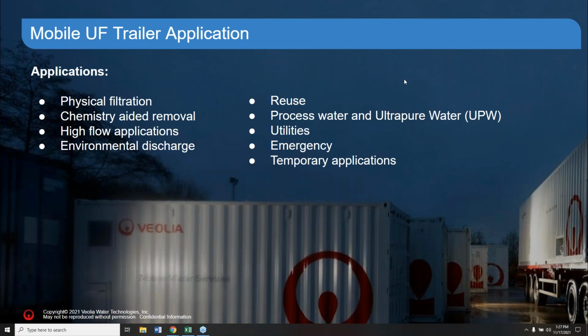Next slide. Yeah, applications. There are many applications for this solution. It could be the simple physical filtration applications that Tim had just mentioned, turbidity removal and improving SDI prior to an RO. It can also be the more complex ones where you need chemistry-aided removal, such as organic matter removal and heavy metals removal when combined with the proper chemistry, such as oxidation, coagulation, softening, and the likes of that. It is also a cost-effective choice in cases where you have high filtered water flow applications.